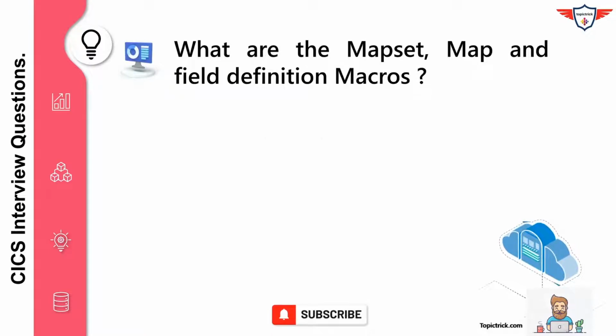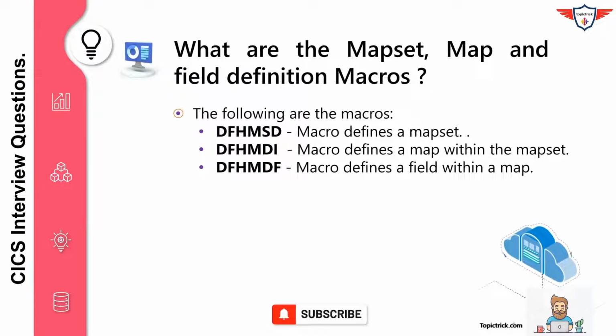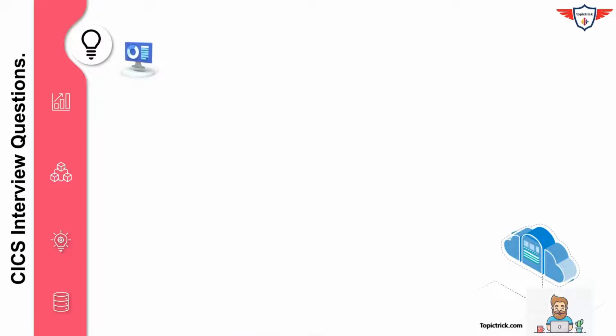What are the mapset, map and field definition macros? The following are the macros. DFHMSD macro defines a mapset. DFHMDI macro defines a map within the mapset, defined by a previous DFHMSD macro. DFHMDF macro defines a field within a map, defined by the previous DFHMDI macro.